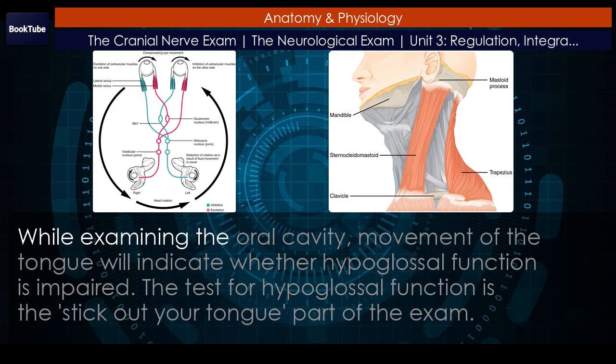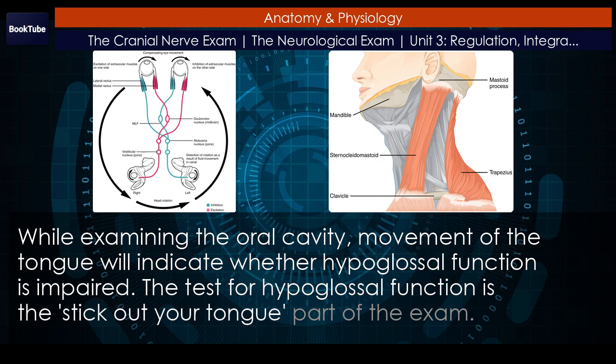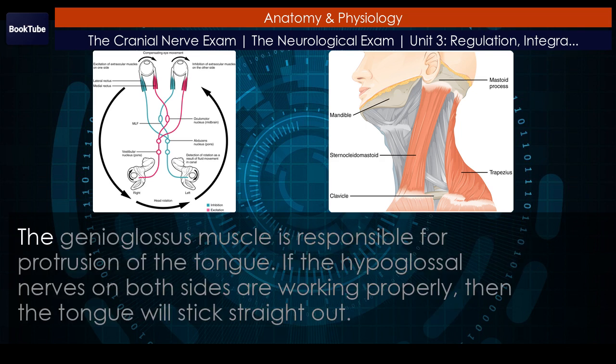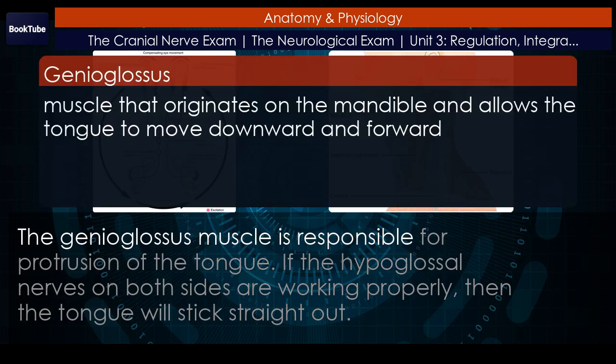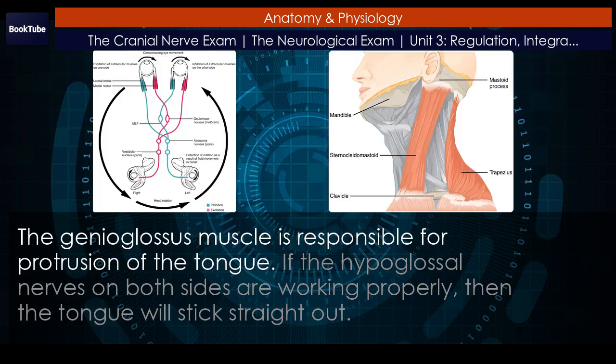While examining the oral cavity, movement of the tongue will indicate whether hypoglossal function is impaired. The test for hypoglossal function is the stick out your tongue part of the exam. The genioglossus muscle is responsible for protrusion of the tongue. If the hypoglossal nerves on both sides are working properly, then the tongue will stick straight out.